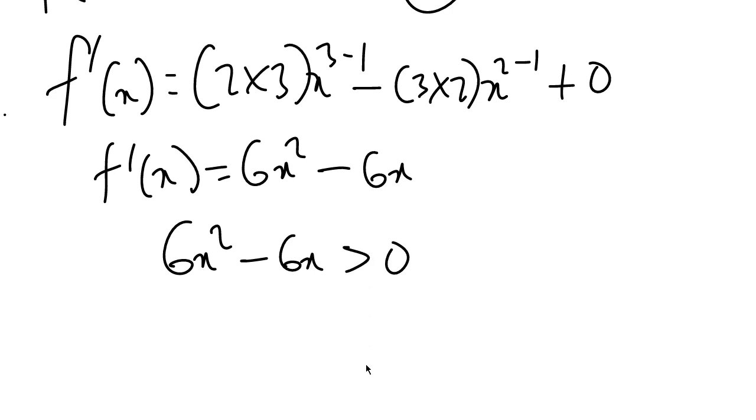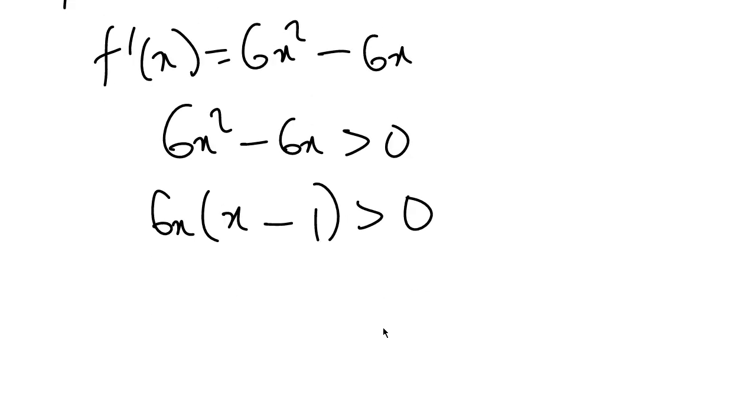So you can see that 6x is common. So 6x times what gives 6x^2? Dividing 6x^2 by 6x is going to give us x. And then negative 6x divided by 6x is what? Negative 1. So we have 6x(x - 1) greater than 0. All you need to do is to solve this inequality.